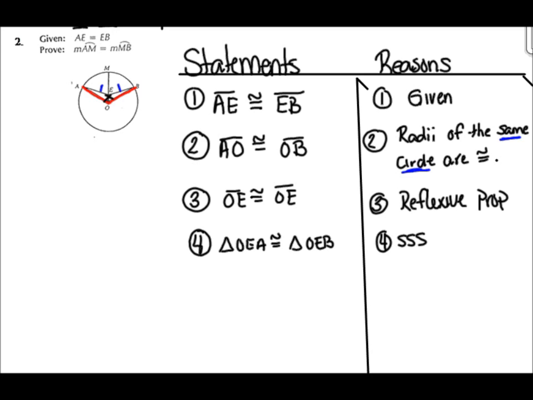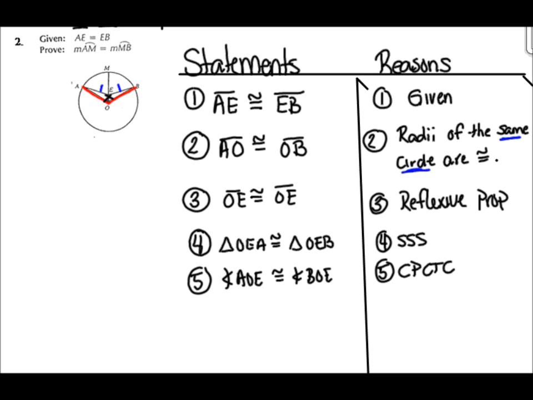Well, once the two triangles are congruent, I'm trying to get the arcs AM and arcs MB congruent. But we don't have chord AM and chord MB like we did in the last proof. So here's what we can do in this proof. I can say now that the triangles are congruent, it is true to say angle AOE is congruent to angle BOE, and I can say that by CPCTC.